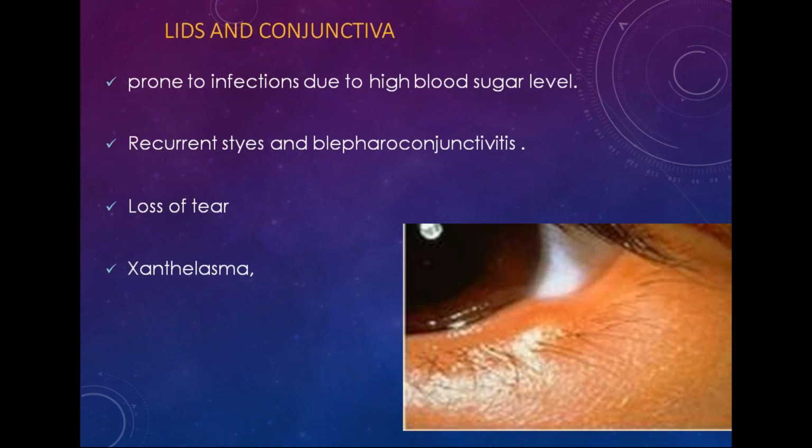Lids and conjunctiva, they are more prone to infections due to high blood sugar level, recurrent styes and blepharoconjunctivitis, loss of tears and dry eye. These are the effects on the lids and conjunctiva. You can see here, a small stye is there, hordeolum externum or small stye.